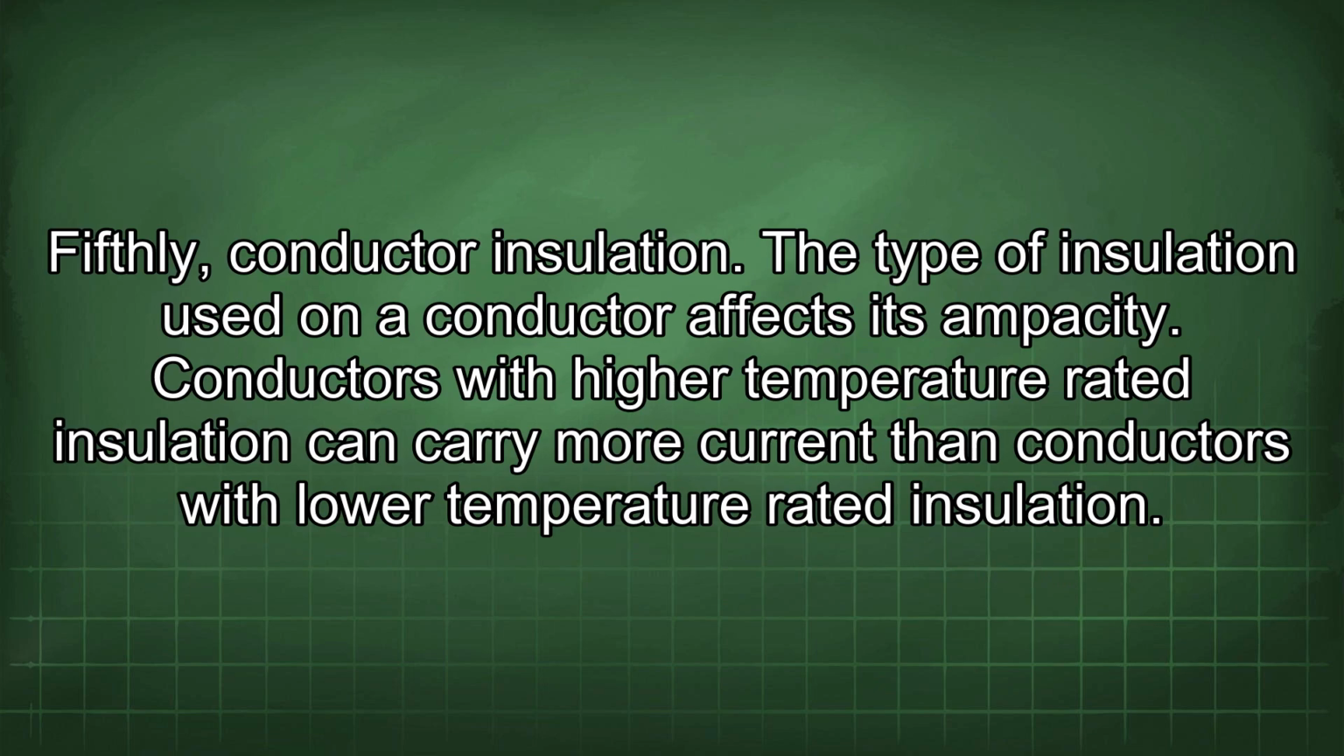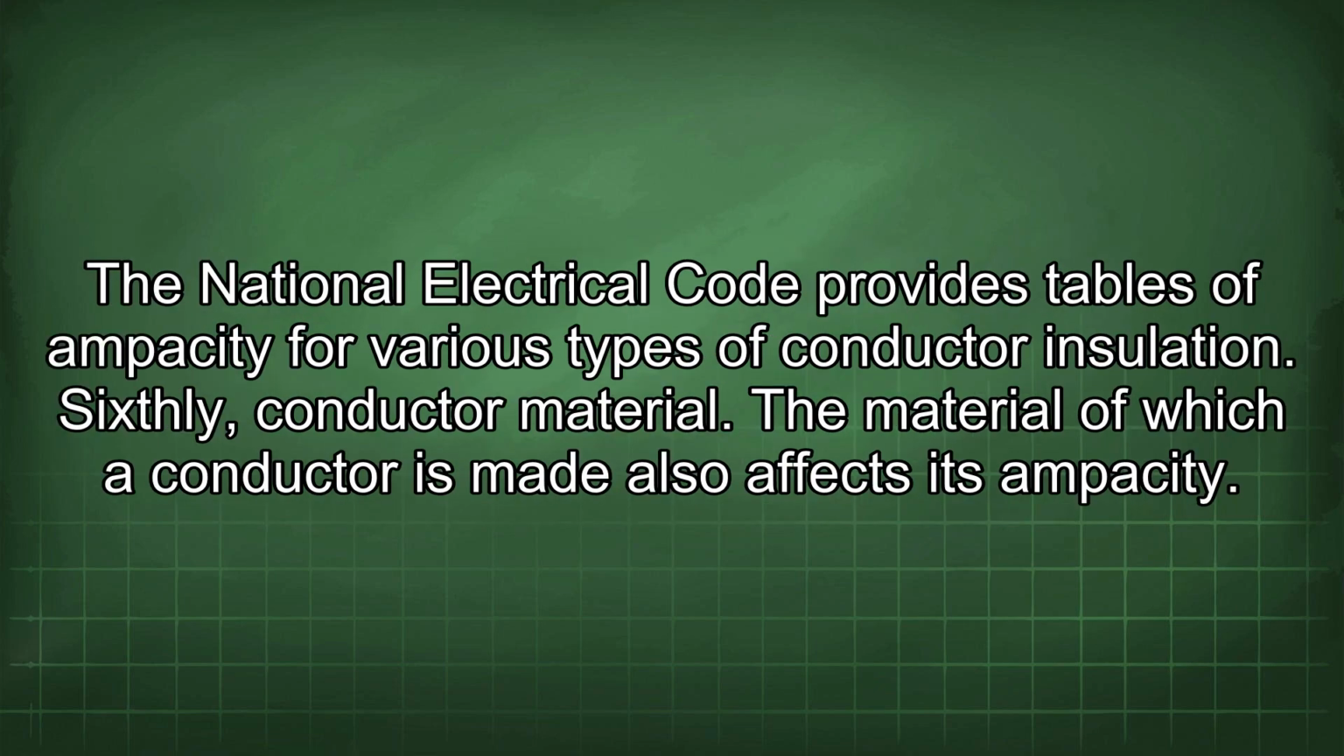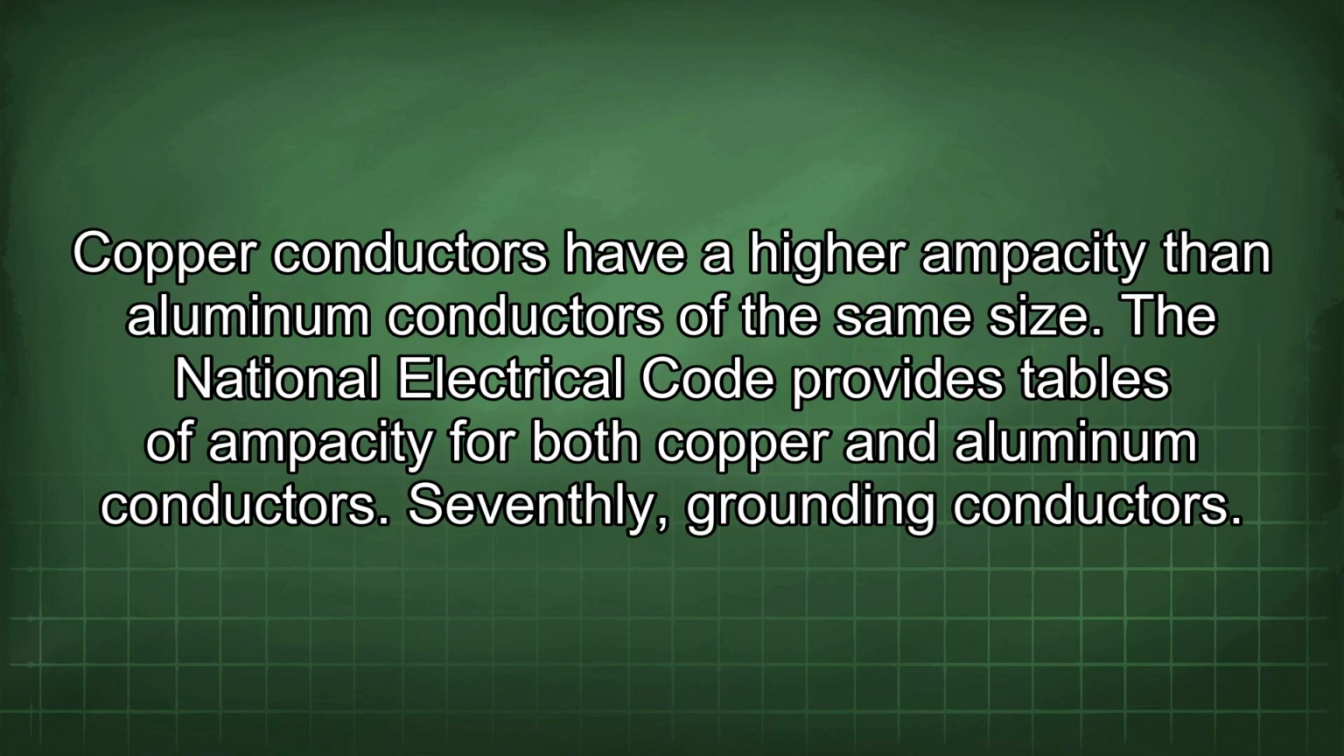Fifthly, conductor insulation. The type of insulation used on a conductor affects its ampacity. Conductors with higher temperature rated insulation can carry more current than conductors with lower temperature rated insulation. The National Electrical Code provides tables of ampacity for various types of conductor insulation. Sixthly, conductor material. The material of which a conductor is made also affects its ampacity. Copper conductors have a higher ampacity than aluminum conductors of the same size. The National Electrical Code provides tables of ampacity for both copper and aluminum conductors.